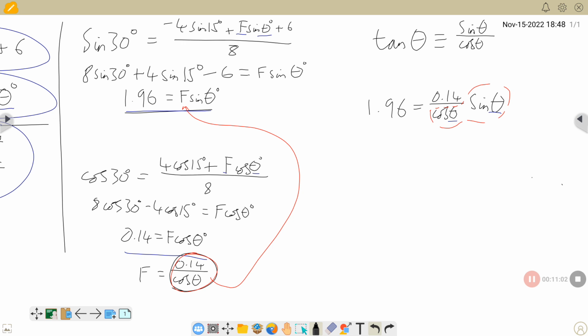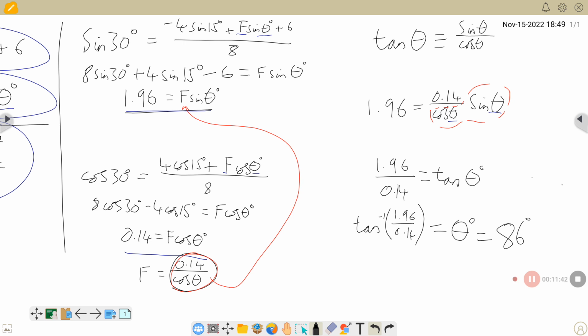Doing that and dividing both sides by 0.14, we get this. And to make theta the subject here, we can just take the inverse tan of both sides of the equation. So I can say that the inverse tan of 1.96 over 0.14 is equal to theta, which is equal to, I have it in my notes here, I believe it's 86. Yeah, it's 86 degrees.